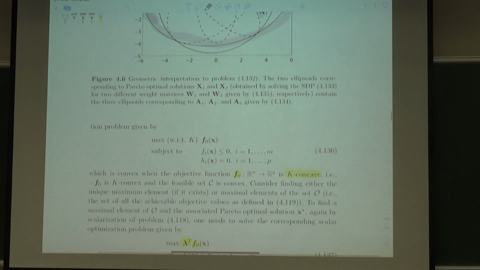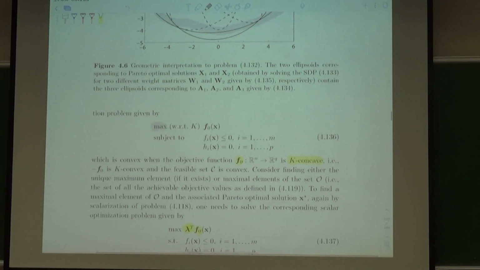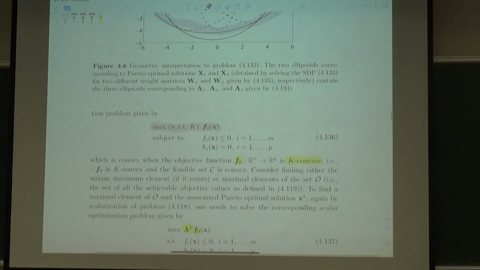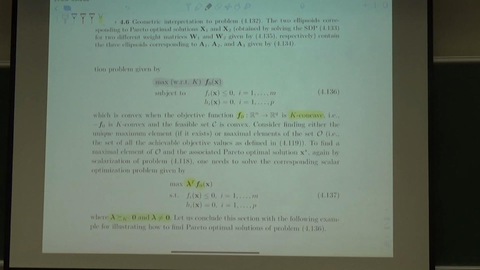That's minimization. What about maximization? If you have a convex problem, F0 is K convex, Fi is convex, Hi is also convex. So the same thing happens: you can only find maximal points. A maximum point does not exist. And that's most of the situation in engineering.